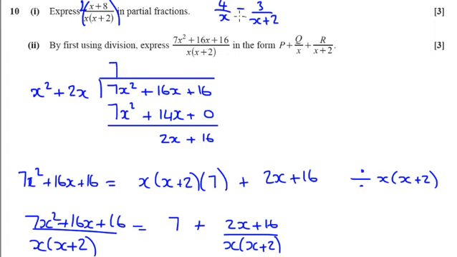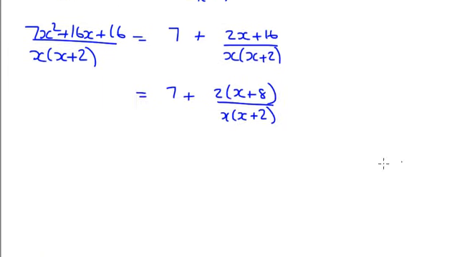So 2 of these is just going to equal 2 of these. So now all I need to do is say that that's equal to 7 plus, instead of having 4, we're going to have 8 over x, and instead of having negative 3, we're going to have negative 6 over x plus 2. So that's my final answer for part 2.